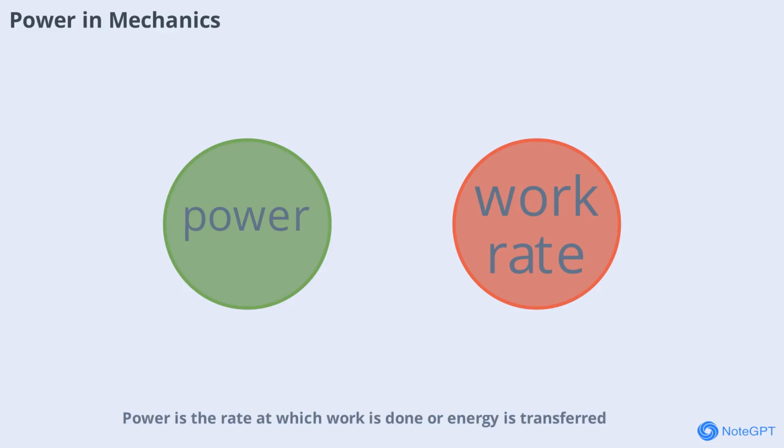Power is the rate at which work is done or energy is transferred. It tells us how quickly a machine or person can do work. Power is measured in watts, and higher power means more work can be done in less time. Understanding power helps us compare the efficiency of different machines and engines.